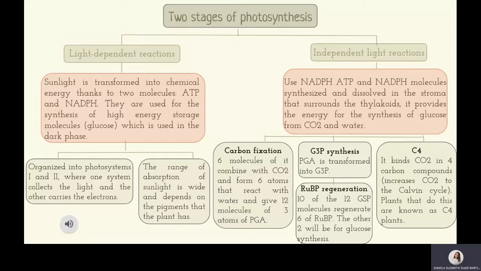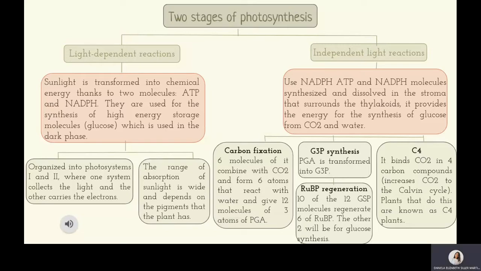The first stage is the carbon fixation, in which 6 molecules of RuBP combine with CO2 to form 6 atoms that react with water and give 12 molecules of 3 atoms of PGA. Next, we have the G3P synthesis, in which PGA is transformed into G3P. Next, we have the RuBP regeneration, in which 10 of the 12 G3P molecules regenerate 6 of RuBP, and the other 2 will be used for the glucose synthesis.